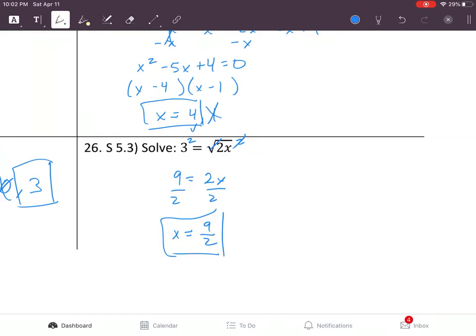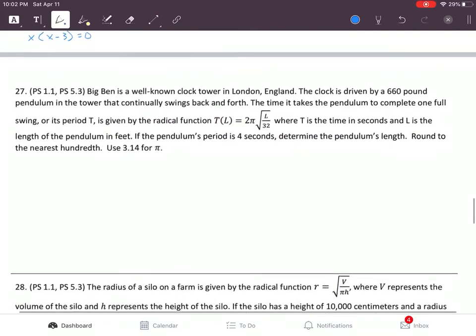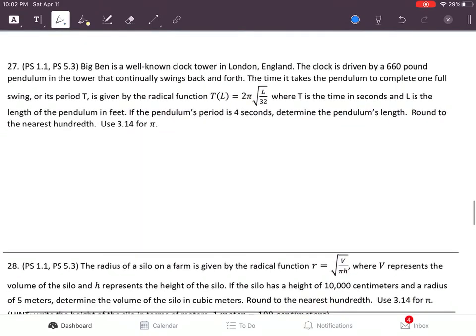Okay. Next type. On the test, there are two things for this: Standard 1.1 and Standard 5.3. The 1.1 is, can you just set up the equation correctly? And then standard 5.3 is, can you solve it? Okay, so you'll get a calculator for this. I would highly recommend you have a calculator, because otherwise you're not going to be able to do this.